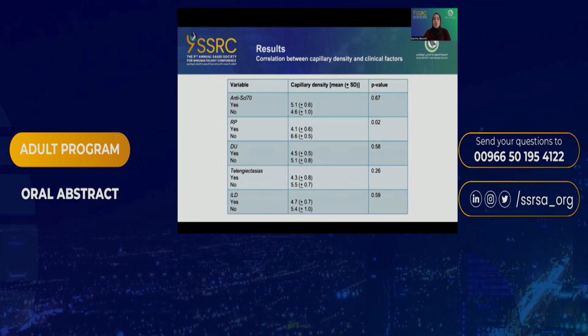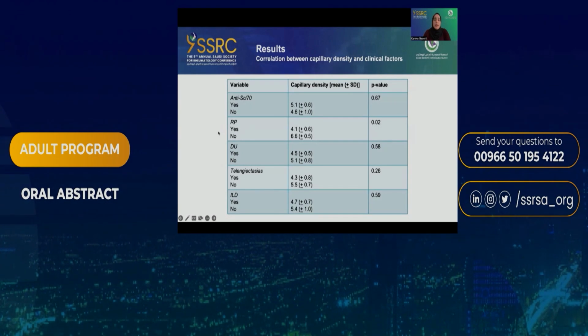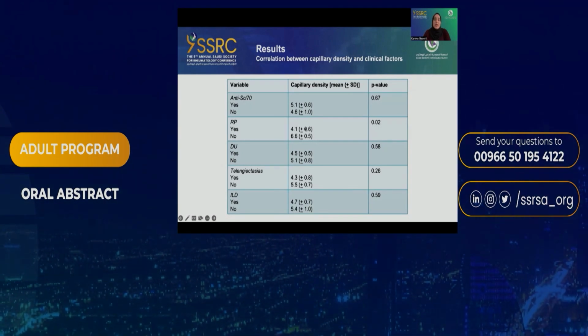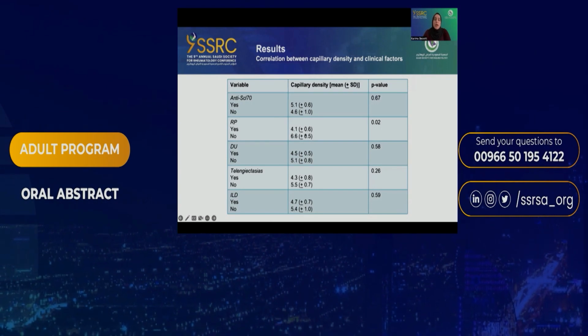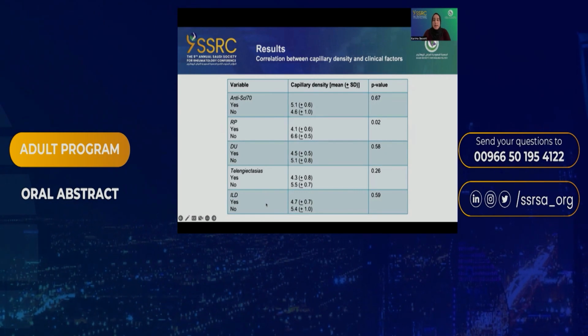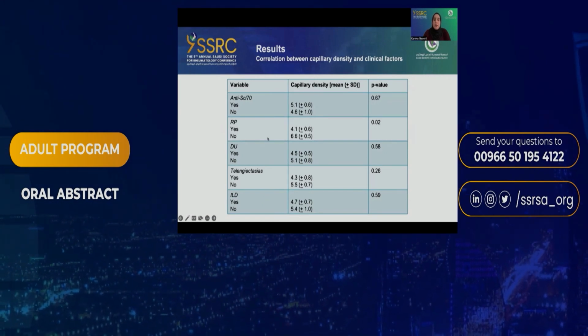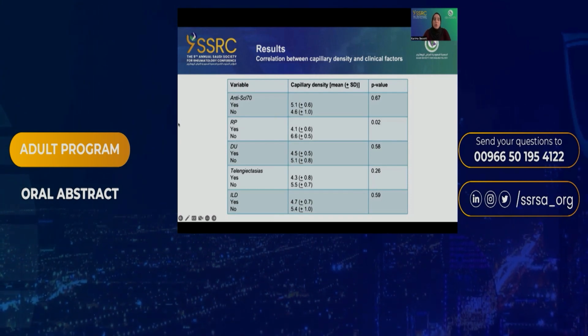Capillary density did not correlate with the presence or absence of anti-SCL70, but when looking at the clinical manifestations, you'll see that the capillary density was numerically lower in patients with Raynaud's phenomenon, digital ulcerations, telangiectasias, and ILD, but it was only statistically significantly lower in patients with Raynaud's phenomenon, with a p-value of 0.02.